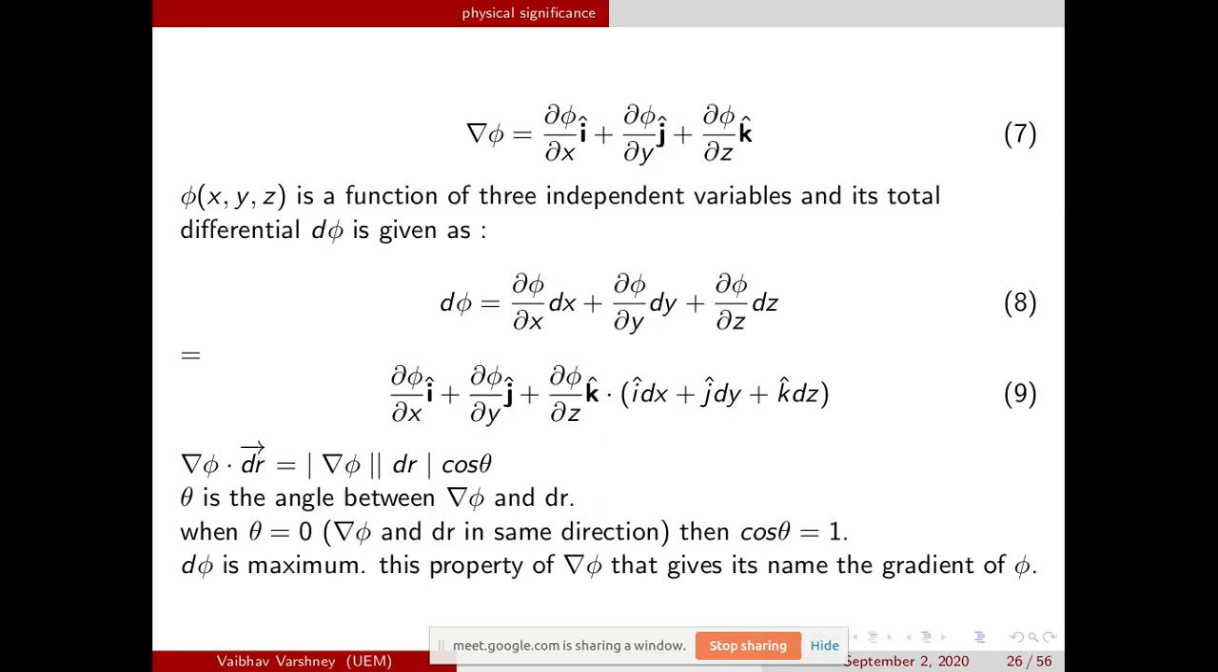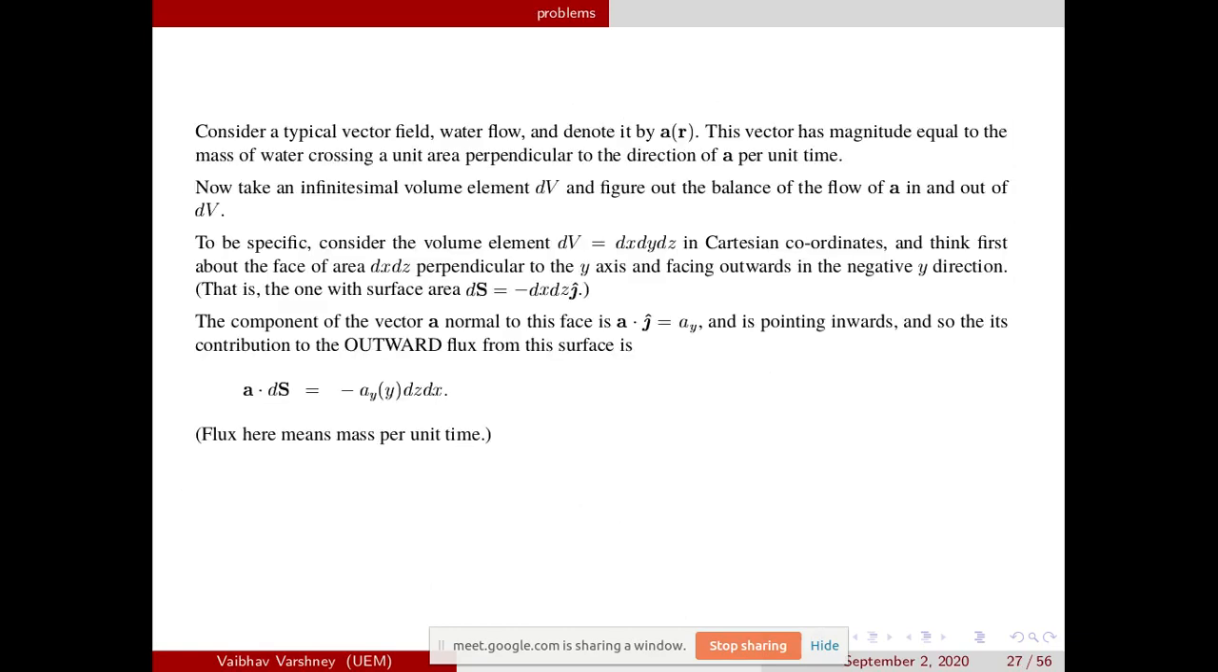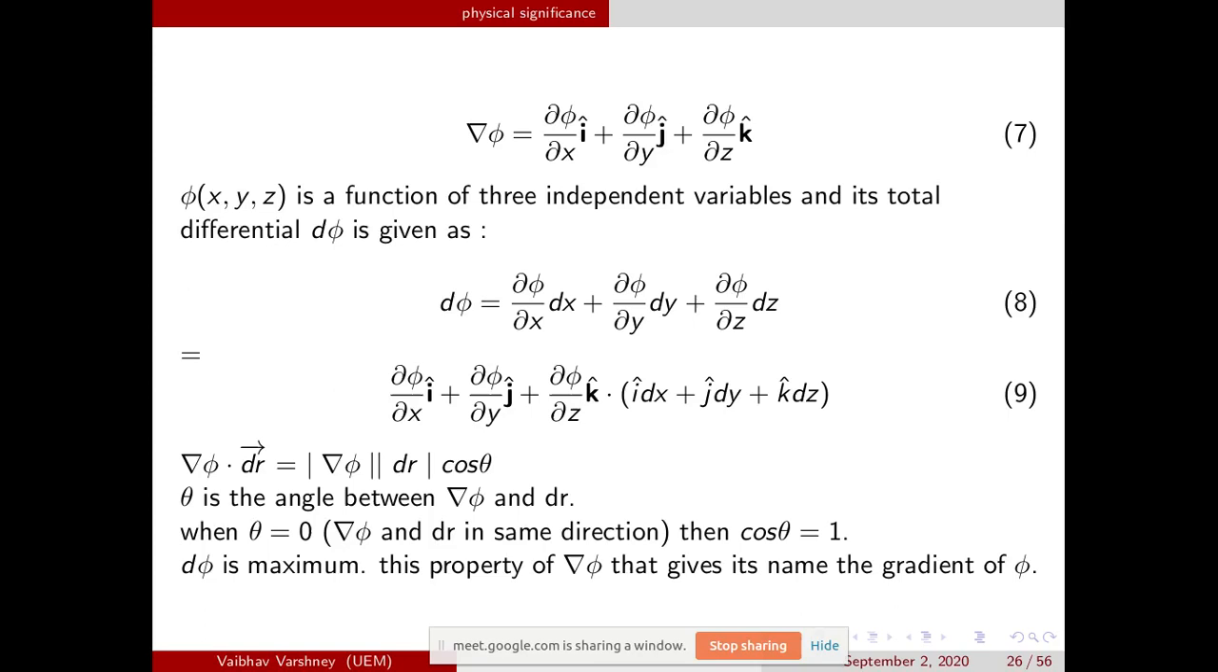Okay, so any problem? The last is the physical significance of divergence. Is there any problem in the physical significance of divergence also? No, sir. So now the del operator is clear, gradient is clear, divergence is clear, and curl is clear. We have solved the problems also. Oh, you want divergence one more time? Yes, sir. Okay.